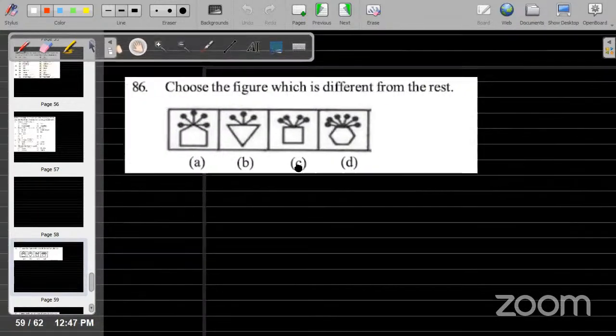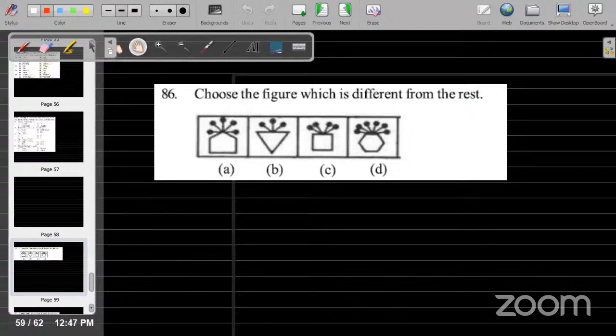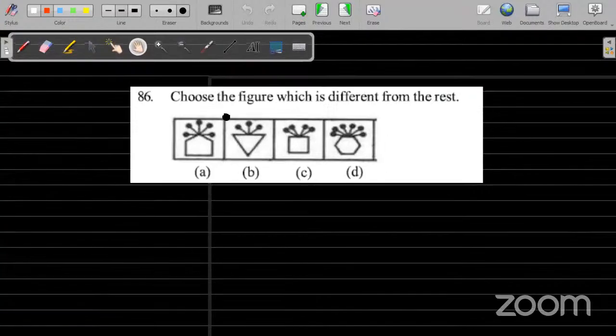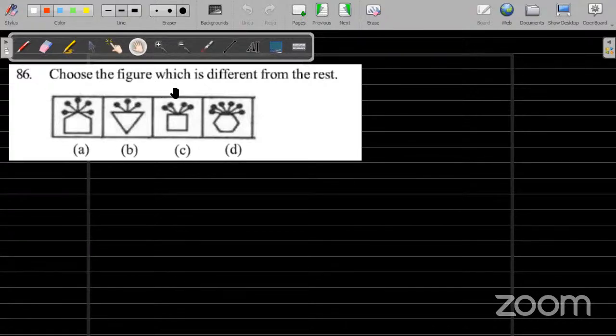Choose the figure which is different from the rest. Okay, so this also might confuse you.